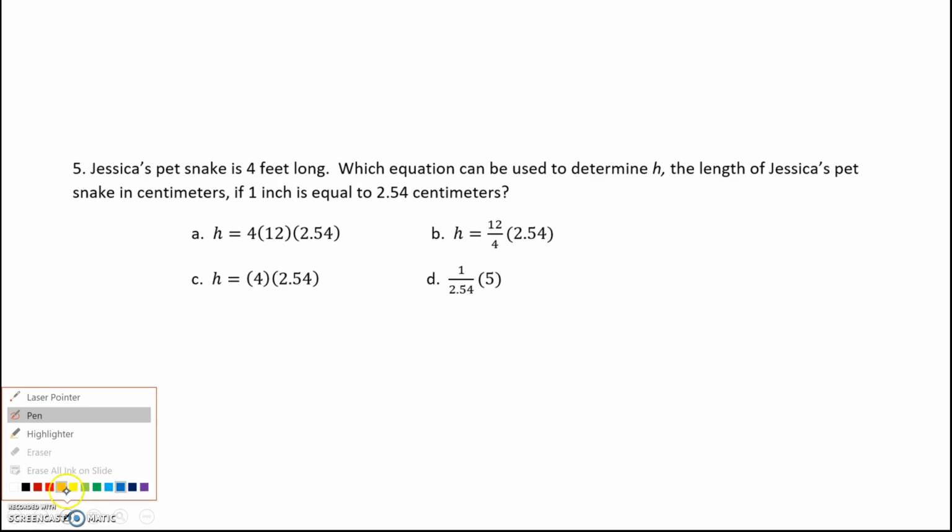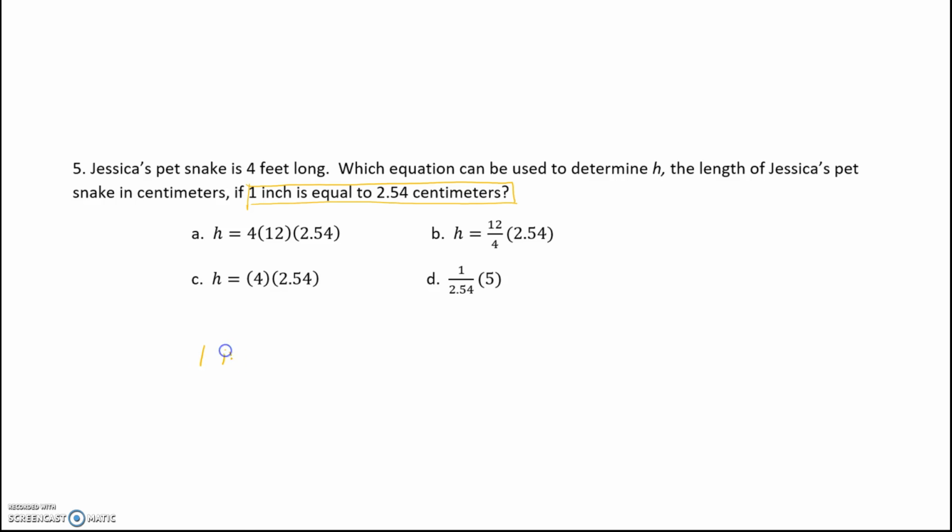All right, so number 5, it says that Jessica's pet snake is 4 feet long. Which equation can be used to determine H, the length of Jessica's snake in centimeters, if 1 inch is equal to 2.54 centimeters? Okay, so here I see 2 different measurements. So that means this is going to be a measurement conversion. I'm going from inches to centimeters. So 1 inch equals 2.54 centimeters. So I know I'm going to set up a proportion with measurement conversion.